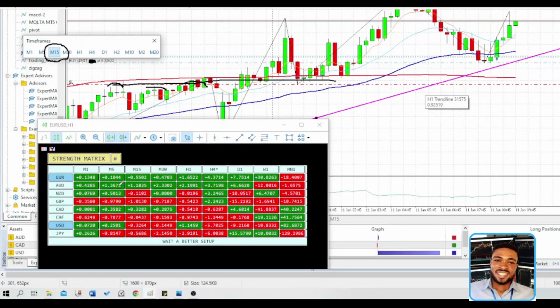How to look for, I want AUD to be strong and then the Canadian dollar to be weak. Okay, AUD should be strong, Canadian dollar to be weak on the higher time frame. So when you check here on the higher time frame, AUD was strong. Can you see on the H1? AUD was strong and the Canadian dollar was weak. See, it was weak here, even weak on the H4 time frame.